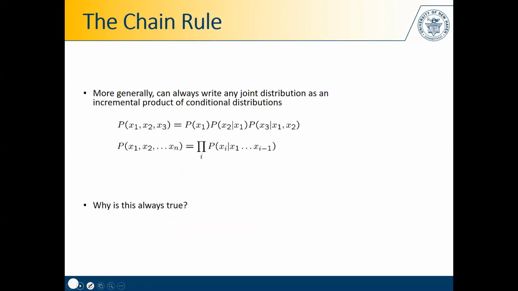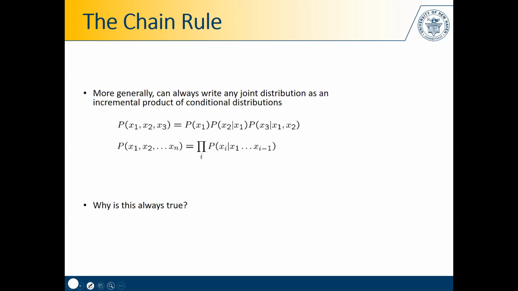All right, another rule, another tool in our tool set for probabilistic inference and probabilistic reasoning. It's the chain rule. More generally, we can always write any joint distribution like this as an incremental product of conditional distributions. So this joint distribution, P of x1, x2, x3, can be written as P of x1 multiplied by P of x2 conditioned on x1 multiplied by P of x3 conditioned on x1 and x2.